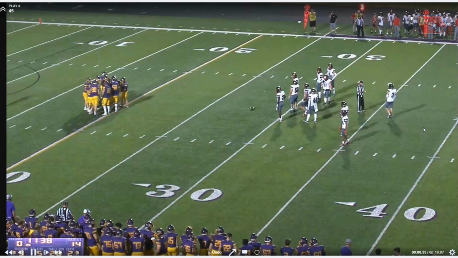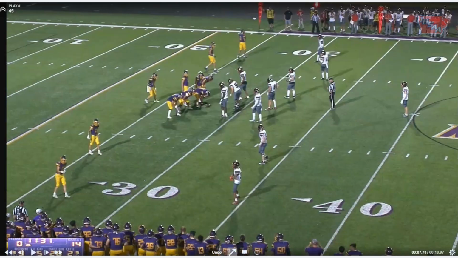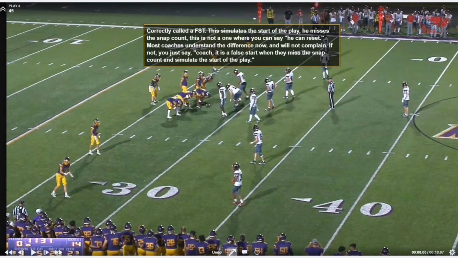Next one here, we've got correctly called a false start. I want to be perfectly clear on this. Okay, we're going to have a running back who in this case is going to miss the snap count and take kind of a little step forward, and that's always going to be a false start. Okay, he's simulating the start of the play. He's missing the snap count. He screwed up. It's not one where you can say, oh, he can reset and make it where it's not a foul, or the coach can say that.